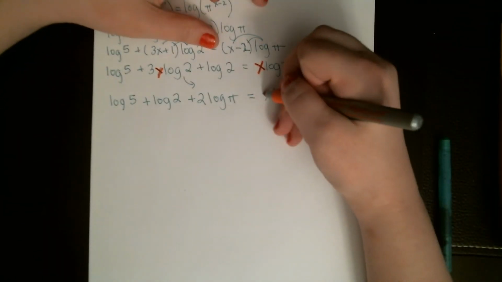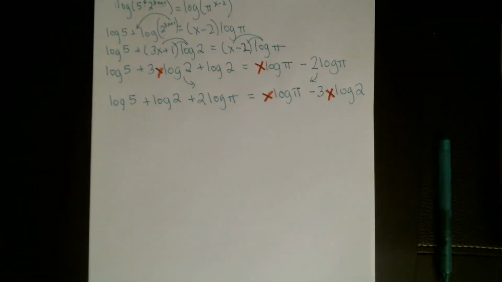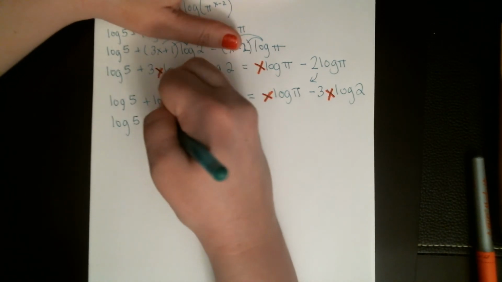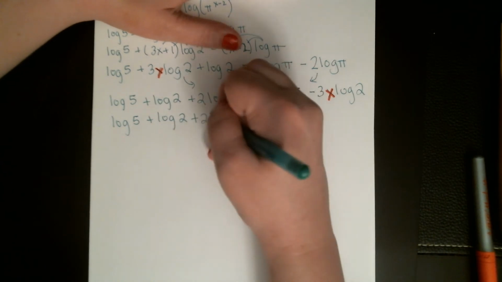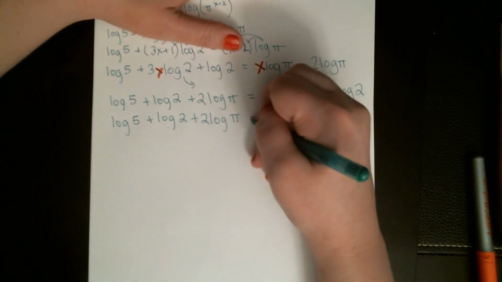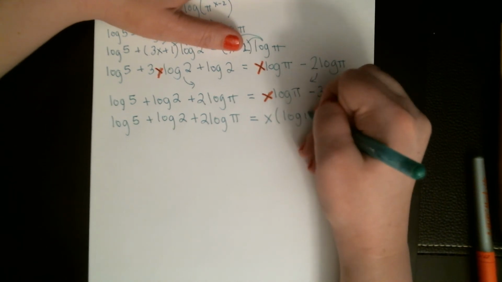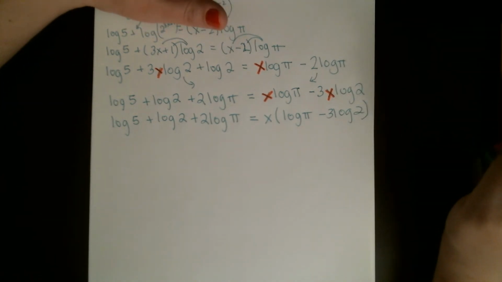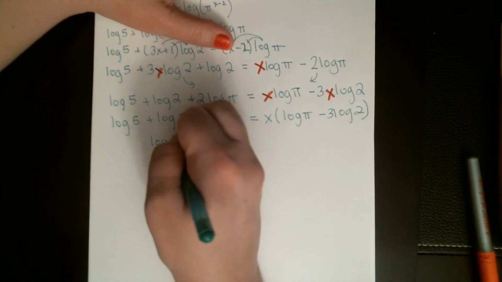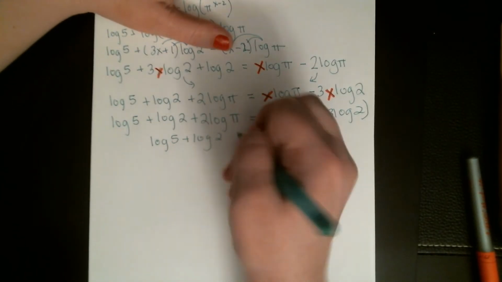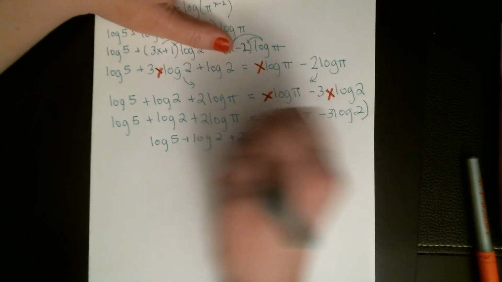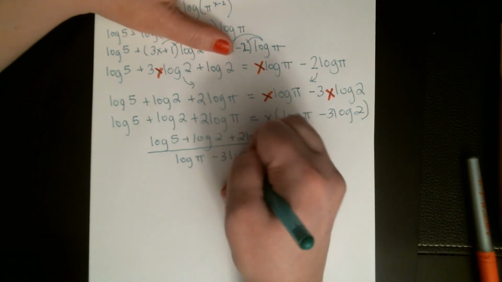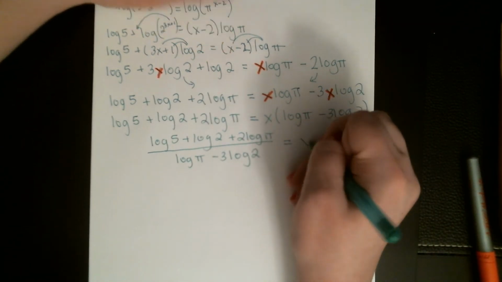Okay, so this is better. I moved x's to one side, but there are still 2 of them, which means I'm going to have to do that tricky factoring step. So I'm just reproducing everything that was on the left. On the right, I'm factoring out an x. And then the last step for me will be to divide. So I get this log 5 plus log 2 plus 2 log pi divided by log pi minus 3 log 2 is equal to x.